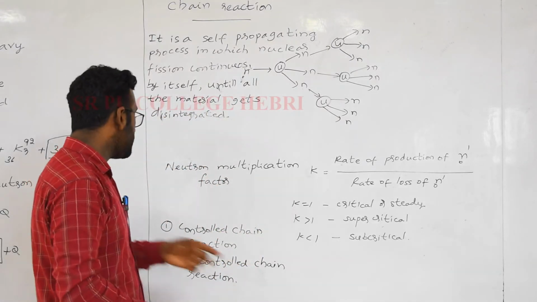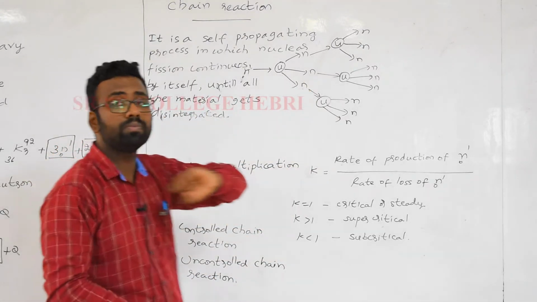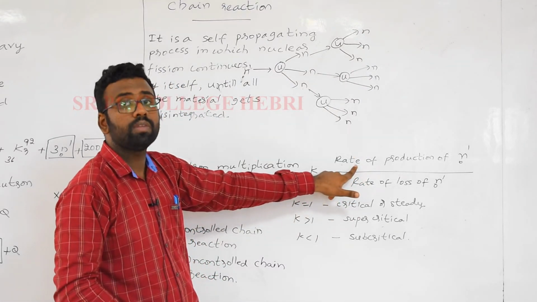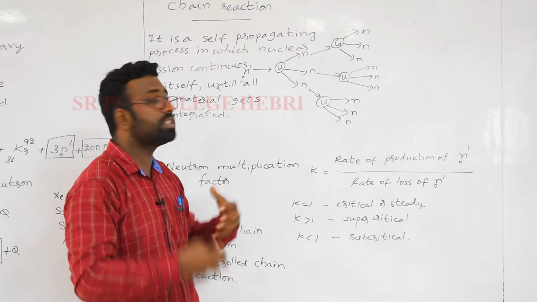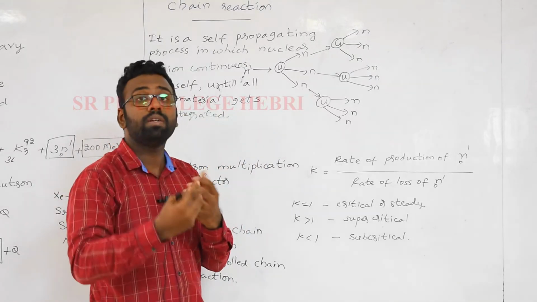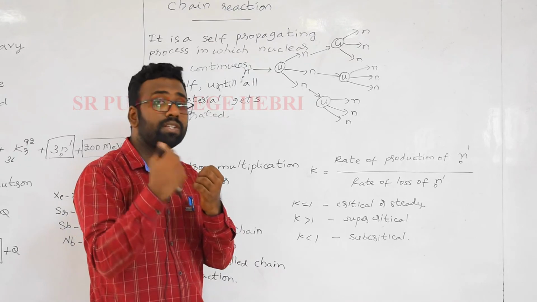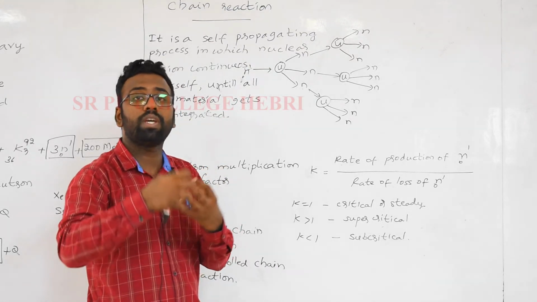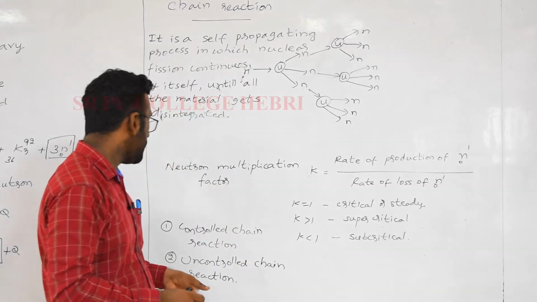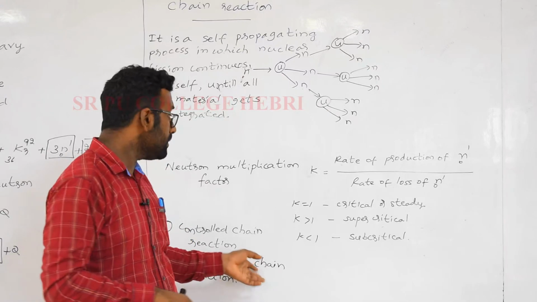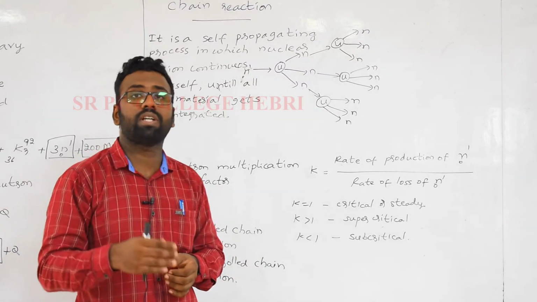Then about the uncontrolled chain reaction, we are not going to do anything about the rate of production. Then the number of neutrons gets produced continuously, and almost the entire fission material gets disintegrated, and the energy is released all of a sudden with an explosion, which is actually what happens in a nuclear bomb. Okay, so we will continue with the remaining topics in the next class.